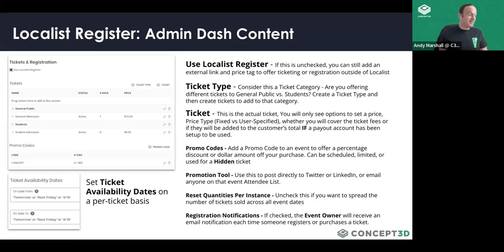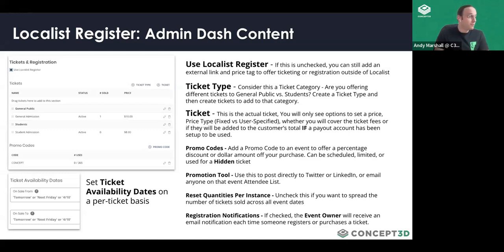Now for ticket, this is the actual ticket itself and one that you'll be able to edit options for, specifically such as how long it's available and the price. Again, you will not see the option to include a price on your ticket unless a payment account is set up. However, you can offer free registration and tickets for your Localist calendar.